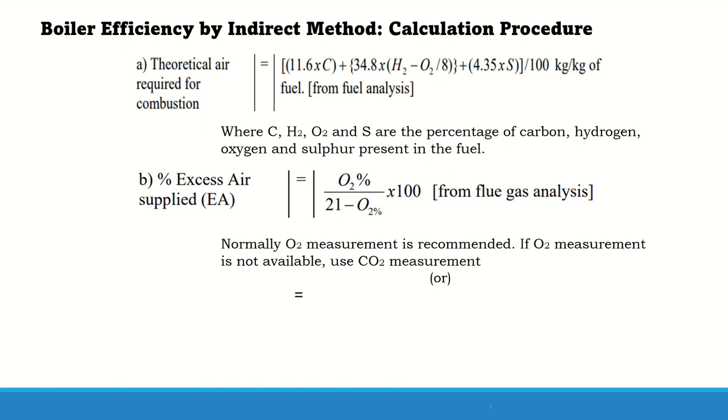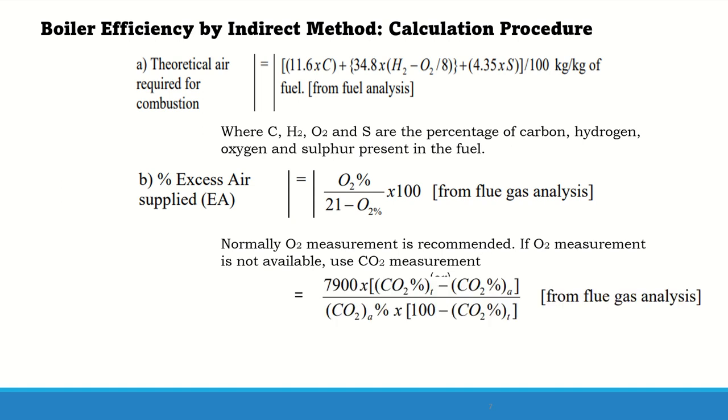Okay, measurement of O2 is recommended. If it is not possible to measure the O2, then use another formula which is related to CO2 measurement. The formula is 7900, a little bit difficult: 7900 into CO2% theoretical minus CO2% actual, divided by CO2% actual into 100 minus CO2% theoretical. From this, CO2% theoretical is calculated by formulas, and the CO2% actual is measured in the flue gas.